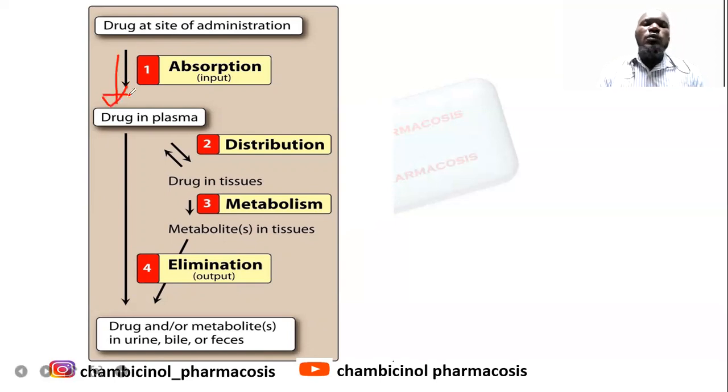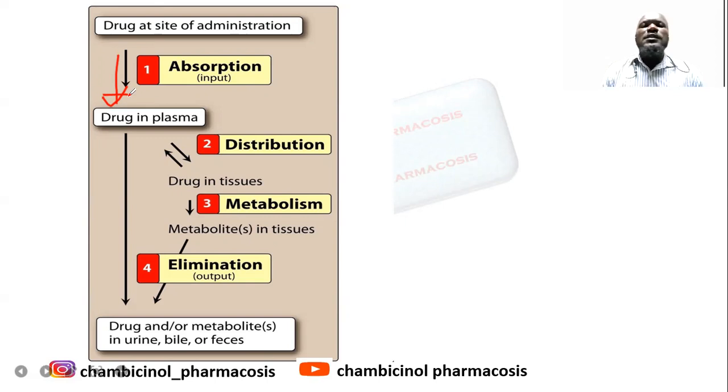Then from the systemic circulation, the drug will undergo distribution and reach the tissues, even the tissue responsible for metabolism, including the liver. But that is not always the case; it depends on the nature of the drug. If the drug is hydrophilic in nature, it will not be biotransformed, and it will be eliminated directly in unchanged form via the kidney.